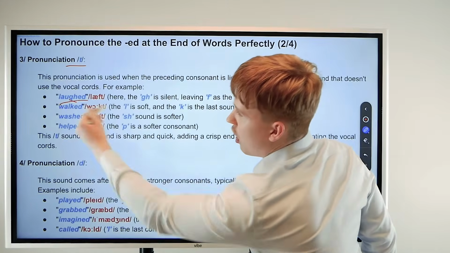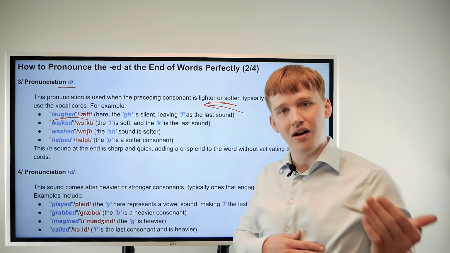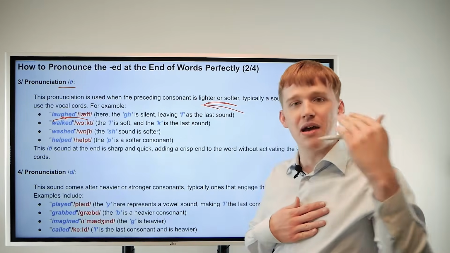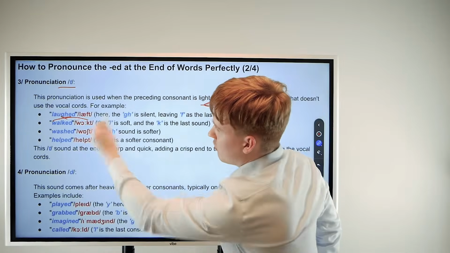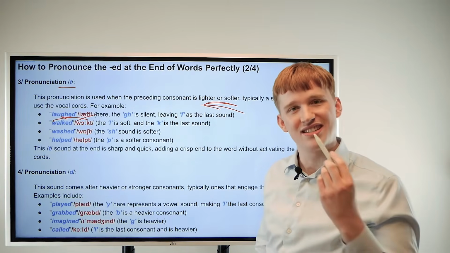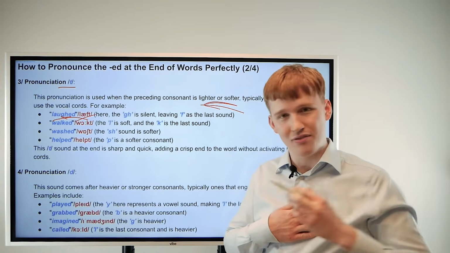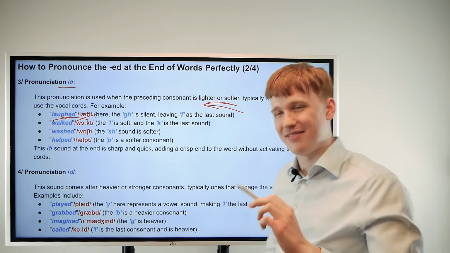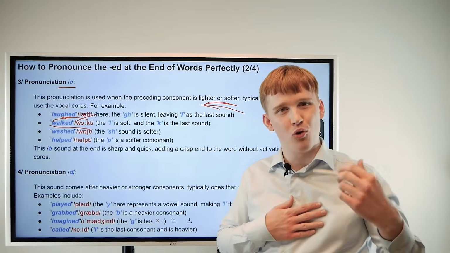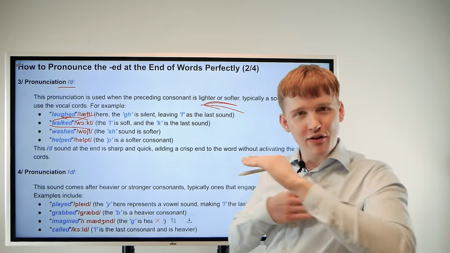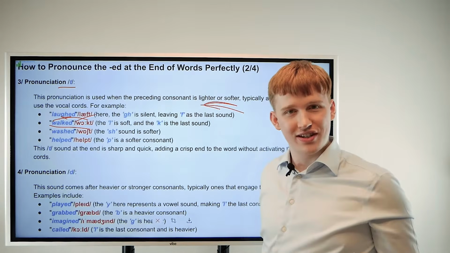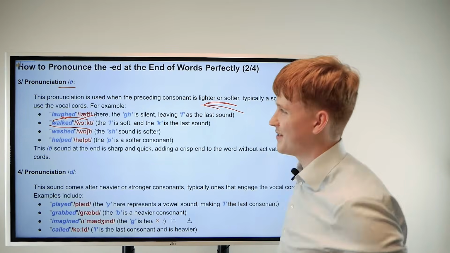So we have laughed. The GH isn't making any kind of vibration on your chest. So here we have the t, laughed. It's the f sound, f. No vibration at all. Laughed. Very good. Next up, walked. Can you feel that? There's very small amounts of vibration there. Okay, can you repeat? Walked. Very good.